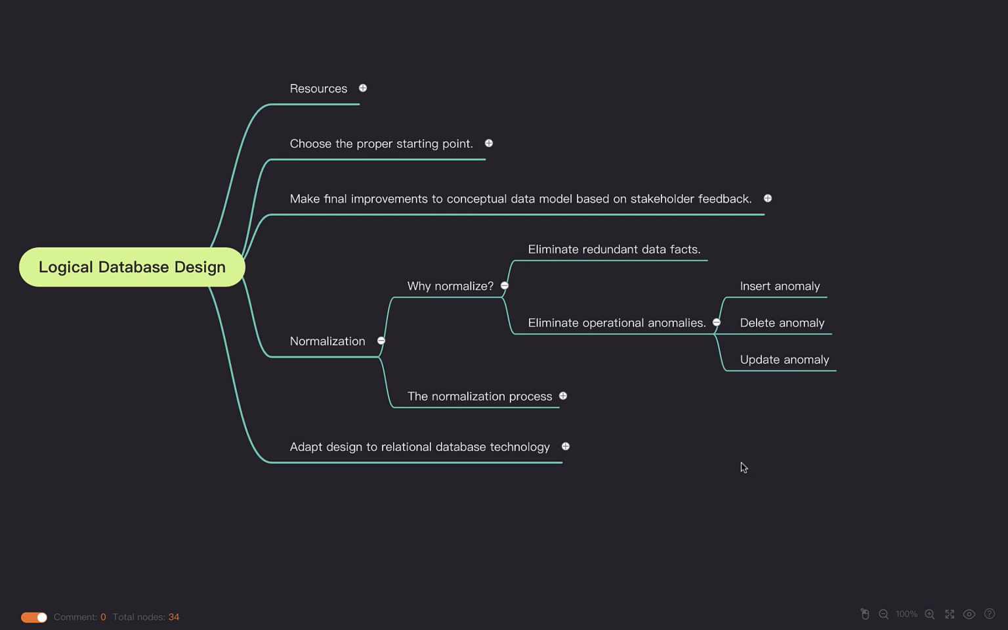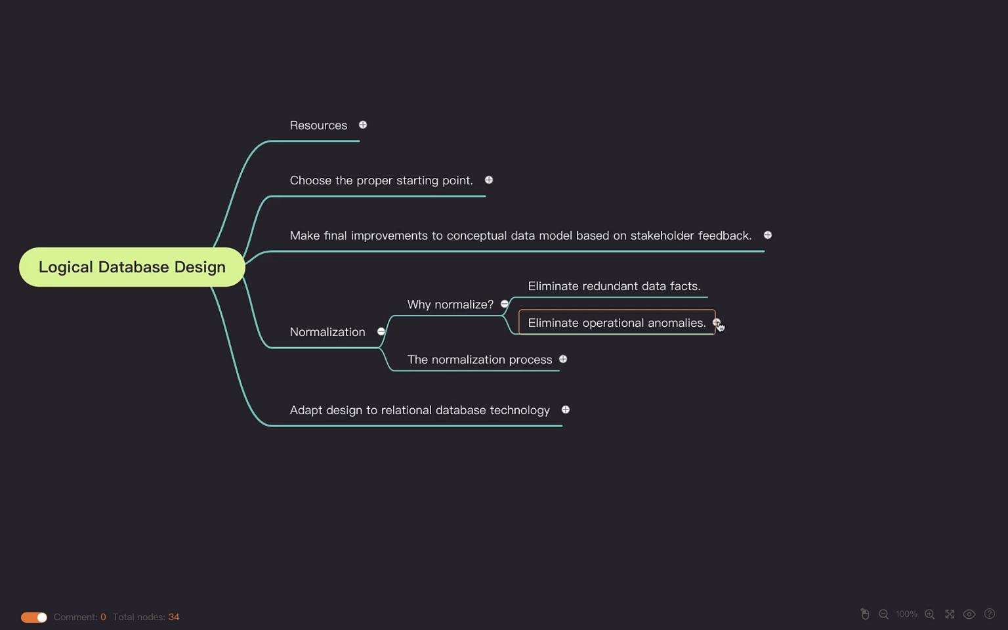So this problem of not having properly normalized the database leads to these operational anomalies, right? And that's the other reason why we want to normalize the design. Okay.